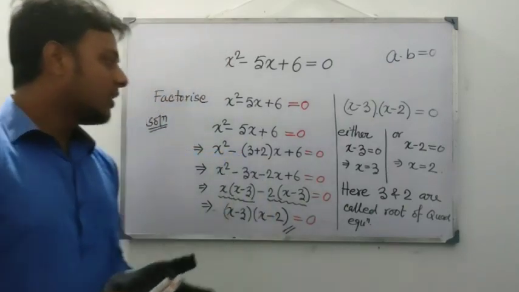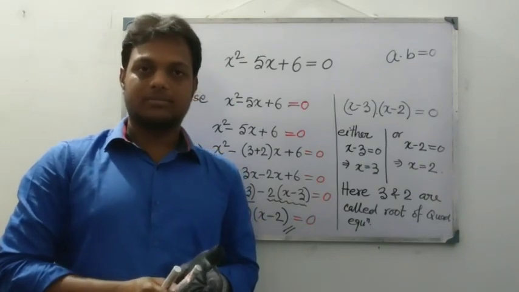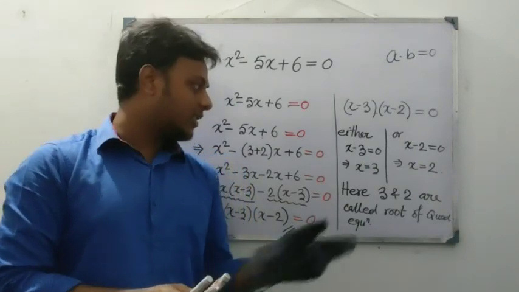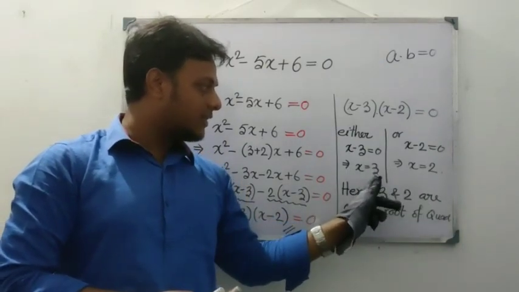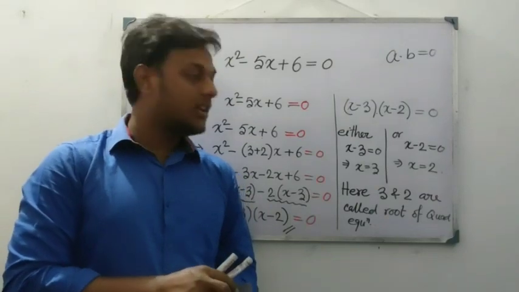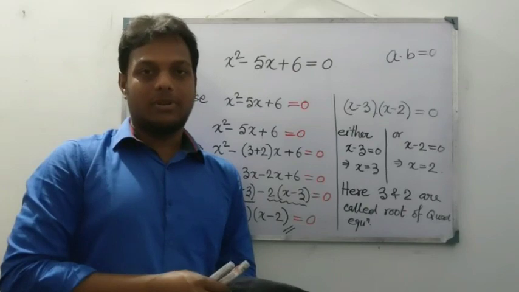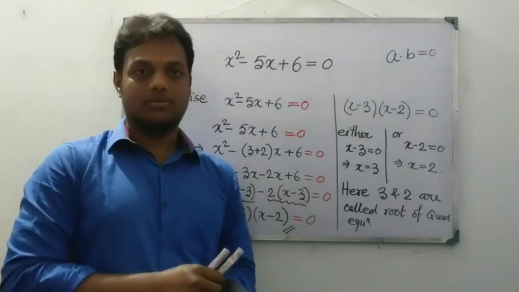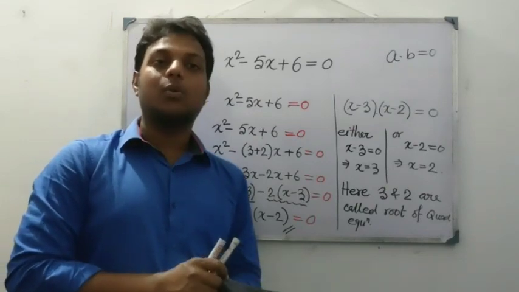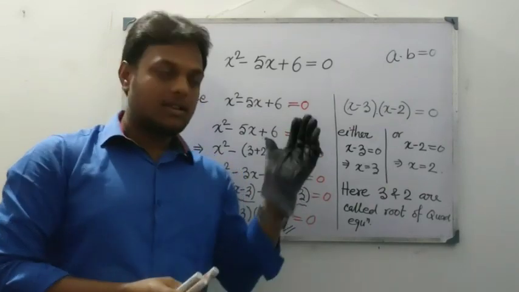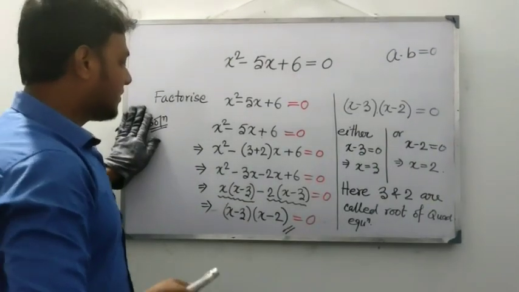Understood? The roots may or may not be equal, and may or may not be distinct. Here we get 2 values of x which are distinct: the first one is 3 and the second one is 2. It can also happen that you get the same number twice. For that case, we say the quadratic equation has equal roots. Let me consider one example, then we will get a clear concept.